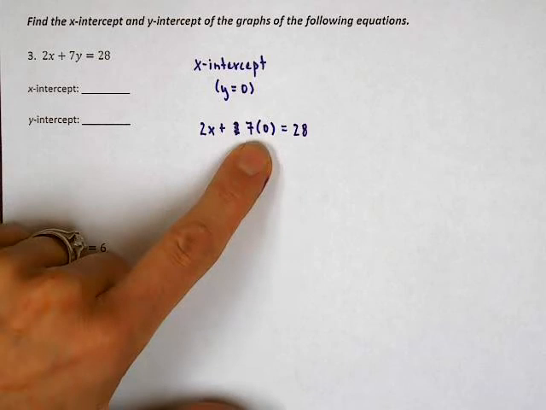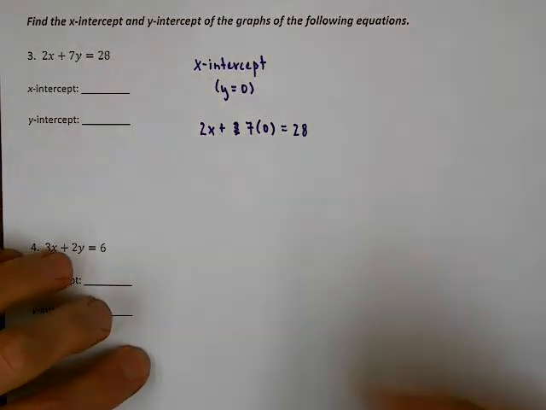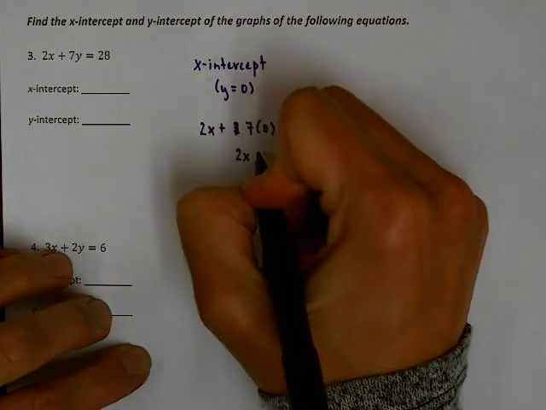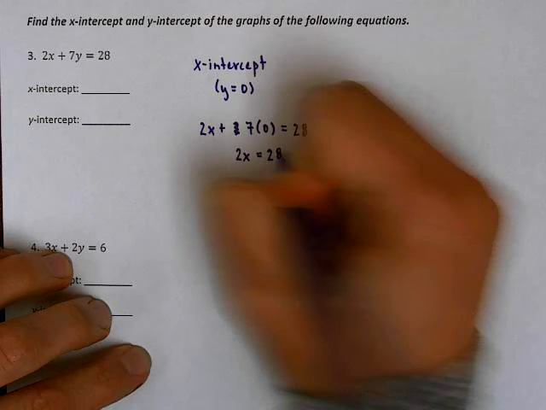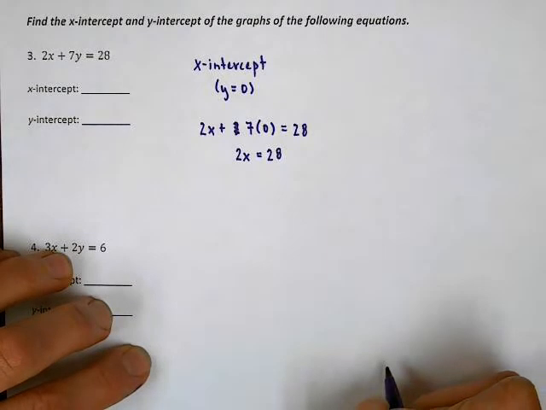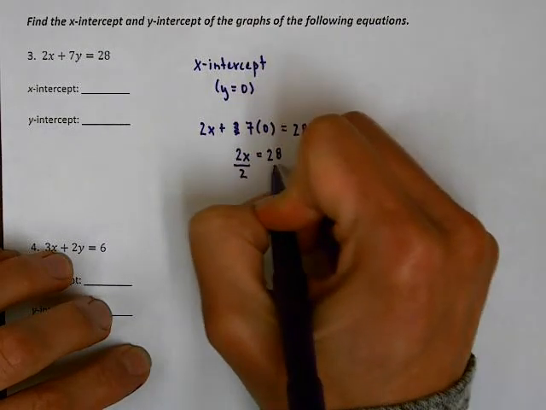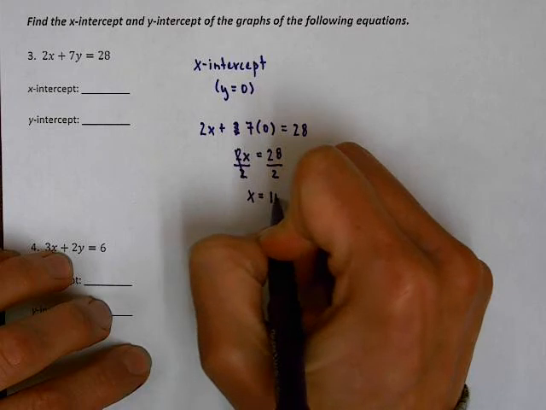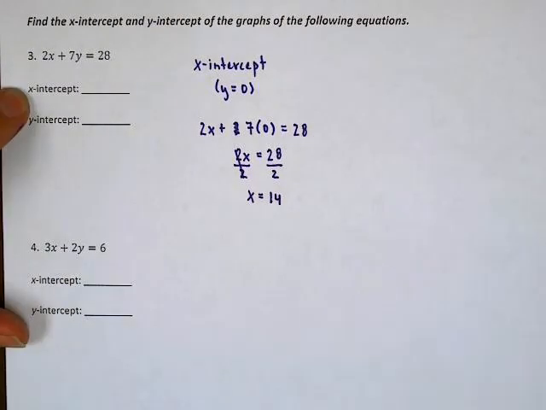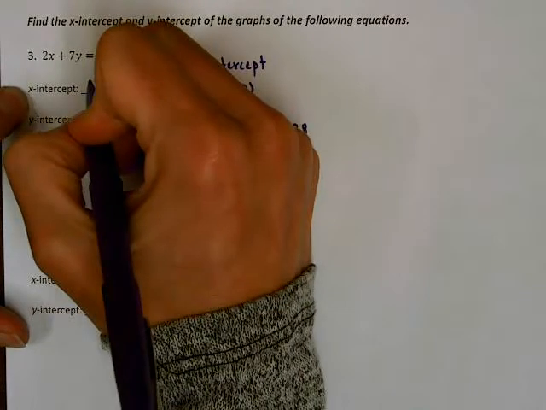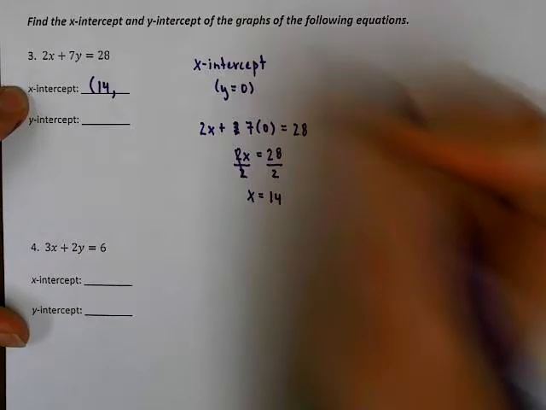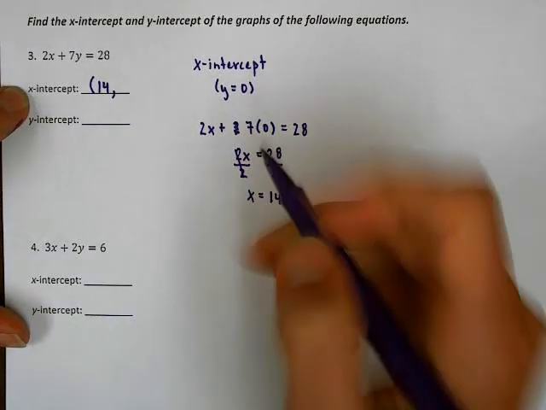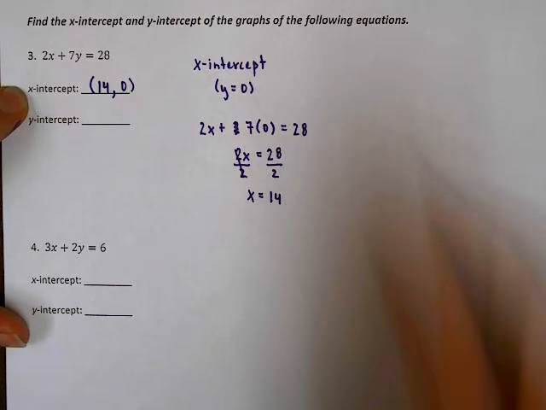Well, 7 times 0 is just 0. So really what I have now is 2x is equal to 28. And I know I can get x all by itself by dividing by 2 on both sides, so that x is 14. So now when I go to write the ordered pair, I know x is 14, and we said y is equal to 0, so that's my y coordinate.